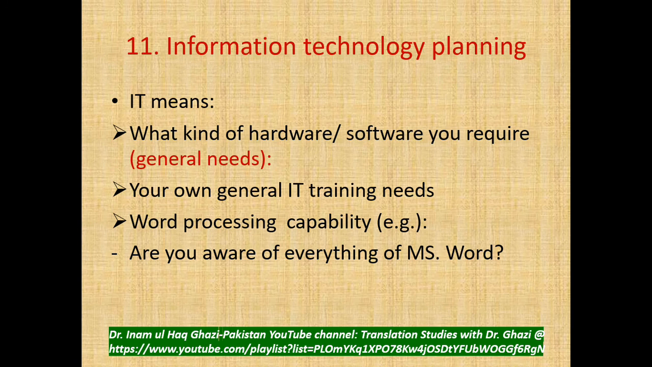Number 11 is information technology planning. What is information technology? It means what kind of hardware or software you require as a researcher. So there are general needs, your own general IT training needs, for example, word processing capacity. To what extent are you aware of or fluent in using MS Word and other related software?